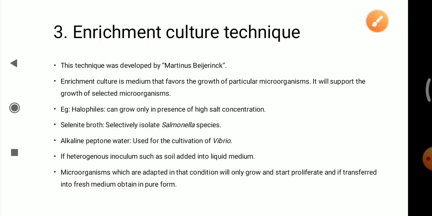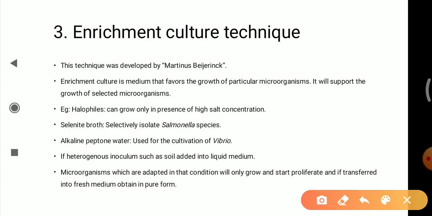Third, that is the enrichment culture technique. This technique was first developed by Martinus Beijerinck. Enrichment culture is a medium that favors the growth of particular microorganisms.